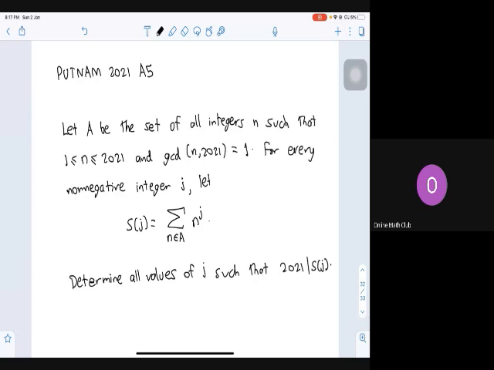So this is the question. You basically have this set A of all integers which are less than 2021 and coprime to it. And for every non-negative integer j, you define s of j to be the sum of n raised to j, where n goes over all those numbers. And you have to determine all values of j such that 2021 divides s of j. Now this involves some ideas from our class today. This does involve some more results in number theory. So what you could do is you could message me on WhatsApp or you could message me on AOPS asking for hints on this problem if you want to try it.